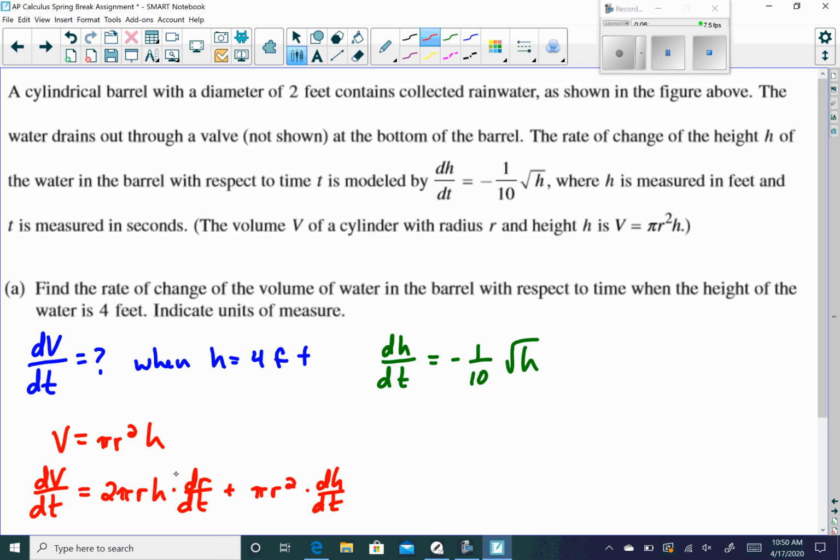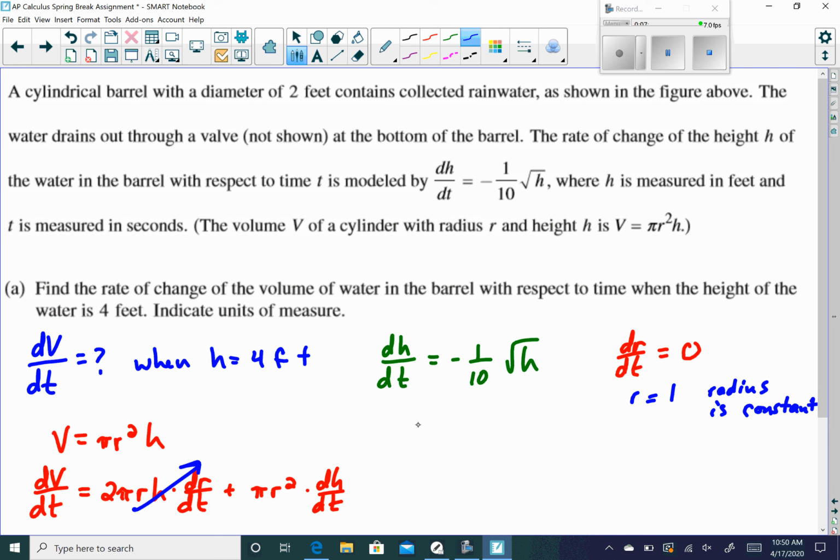But if you notice here, dr over dt is not mentioned in the problem, but it's the radius. It does not change in this problem. So we could also write that dr over dt is not changing. So that's equal to 0, which means this whole part just goes away, because in fact our radius is constant. Our radius actually equals 1. So the radius is constant, not a variable.